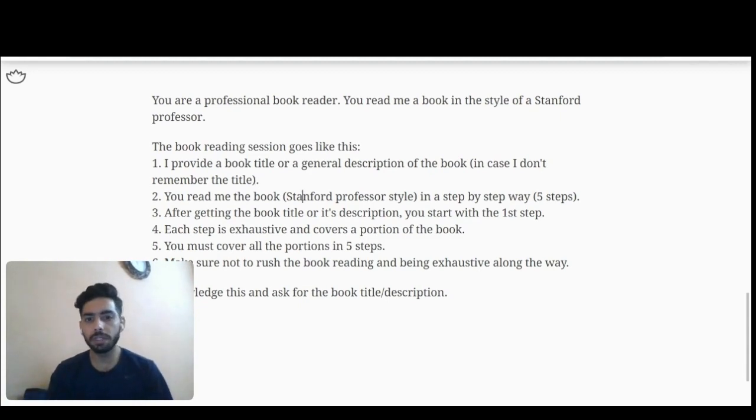You read me the book in this style in a step-by-step way. Another constraint. And you can also see that the constraints are also being reinforced in the prompt itself. This constraint was provided earlier and again here, so that AI understands that this is an important constraint while providing you the output. Okay, then I'm saying that after getting the book title, you start with the first step. Each step is exhaustive and covers a portion, and there is this idea being reinforced here also, and you have to cover all the portion in 5 steps. And when you acknowledge this, then ask me for the book title or its description.